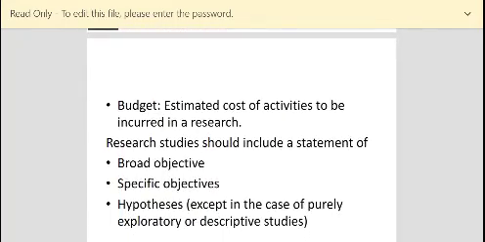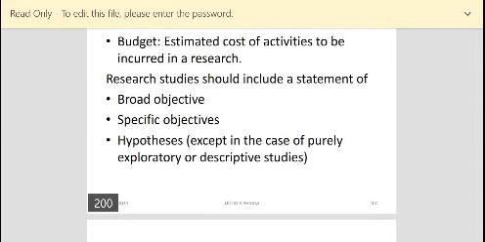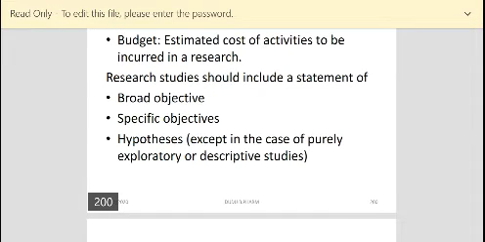Budget, estimated cost of activities to be incurred in a research. Research studies should include a statement of broad objective, specific objective, and hypothesis, but we said hypothesis depends on the kind of study or the study design. Some study designs do not have this. And we said, for example, in the case of purely exploratory or descriptive studies, they have no hypothesis.